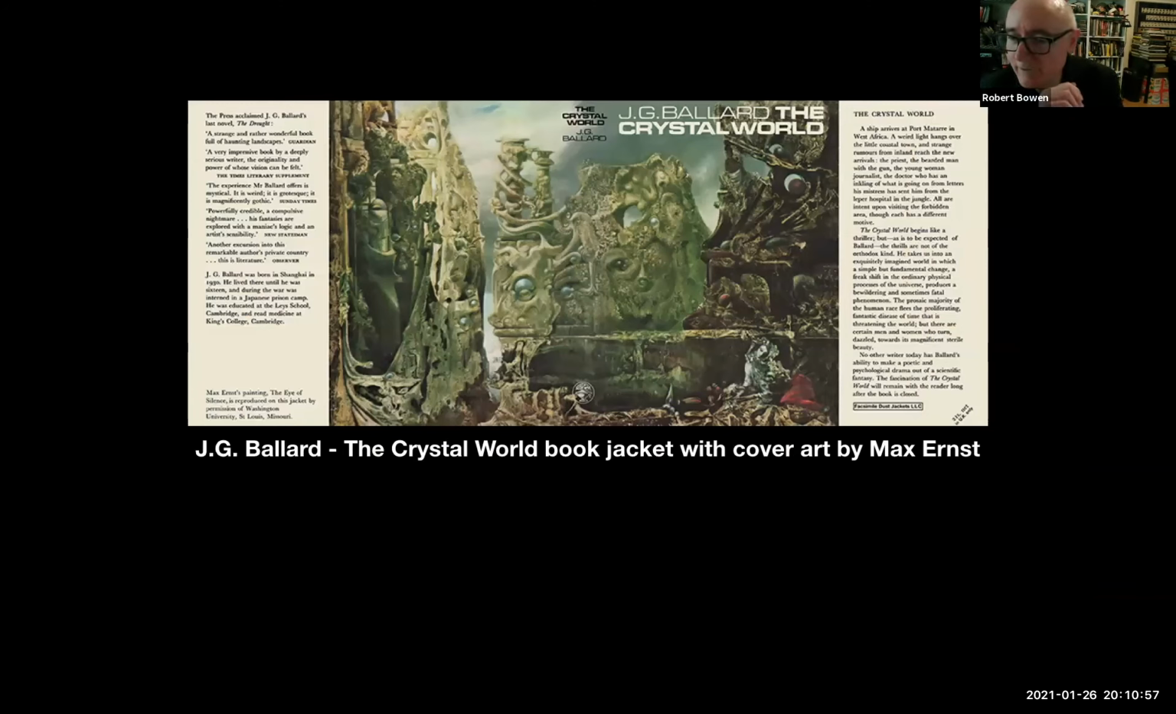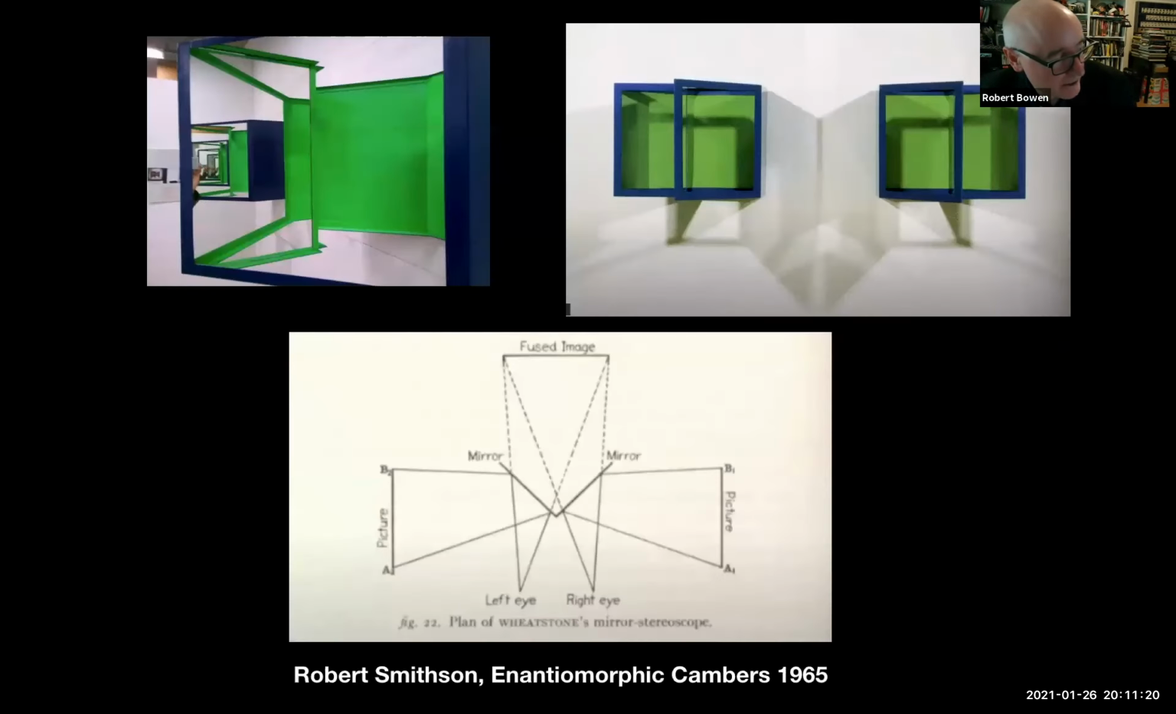This is the cover to J.G. Ballard's The Crystal World. Max Ernst drew the painting, it's borrowed from Max Ernst, and the image influenced Robert Smithson. The book, The Crystal World, influenced Robert Smithson. And Robert Smithson was essentially an expressionist painter, not even an abstract expressionist, just a kind of expressionist painter.